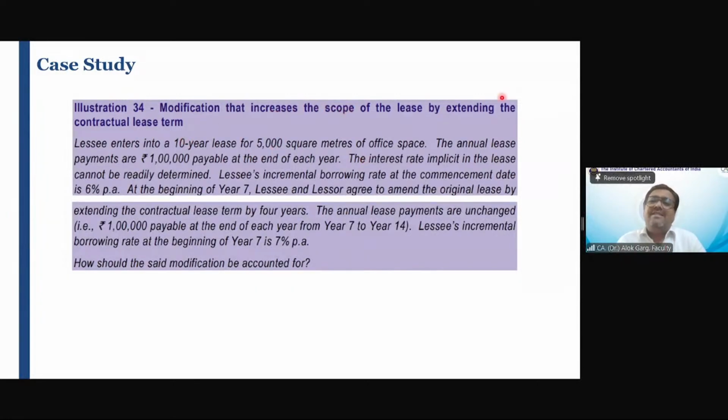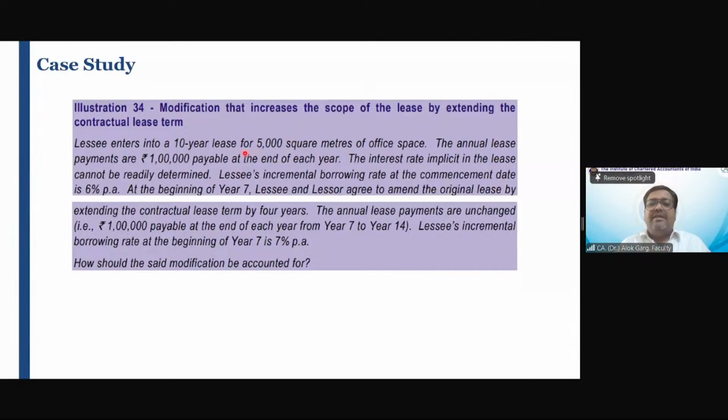Modification that increases the scope of the lease by extending the contractual lease term. Here, scope is not increasing, term is increasing. So scope is increasing in terms of lease term. You remember I told you three scenarios. Number one, where the underlying asset is increasing or decreasing, where the lease term is increasing or decreasing, where the rentals are increasing or decreasing. There are three situations.